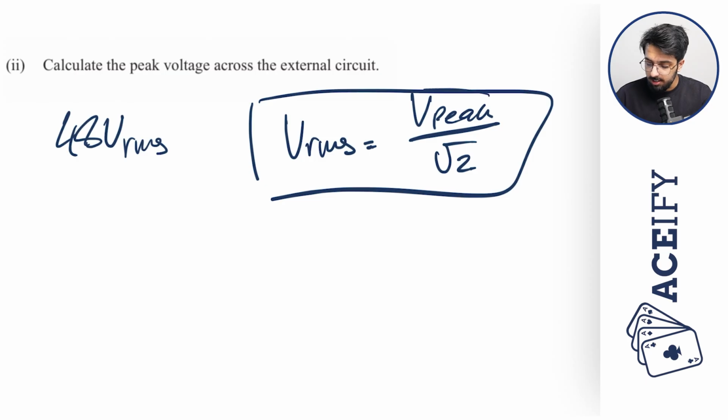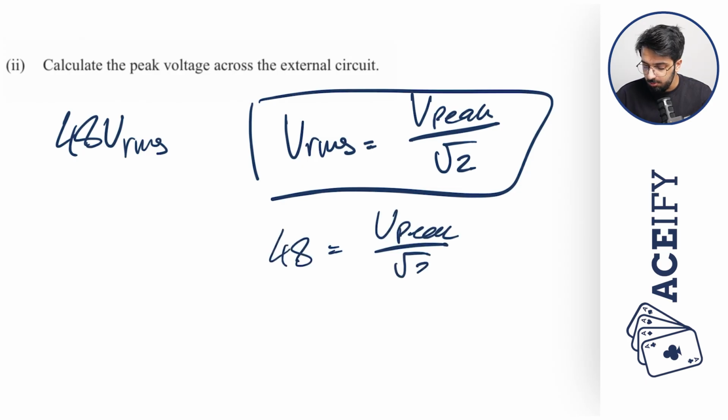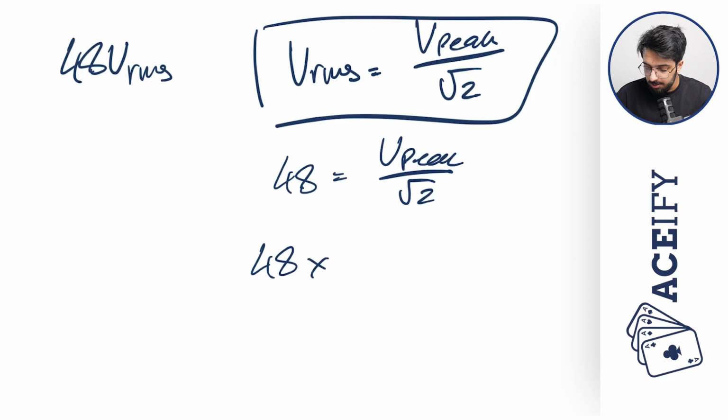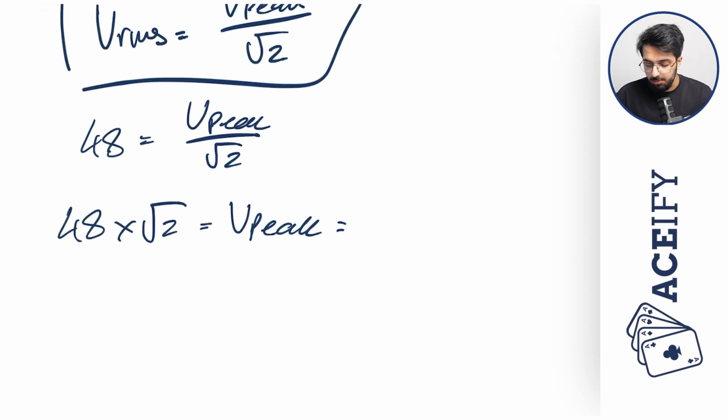But in order to find the max voltage or the peak voltage, we just need to rearrange for V peak. And so we get 48 is equal to our V peak over root 2. And so therefore 48 multiplied by square root 2 is equal to V peak. And so therefore we have a peak voltage of 67.88 volts.